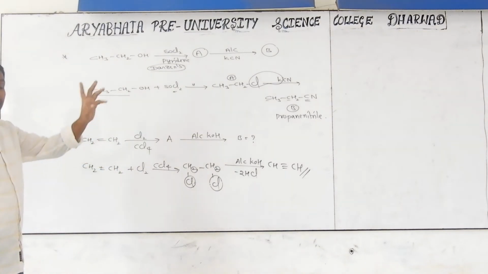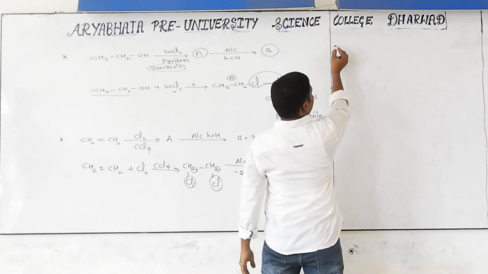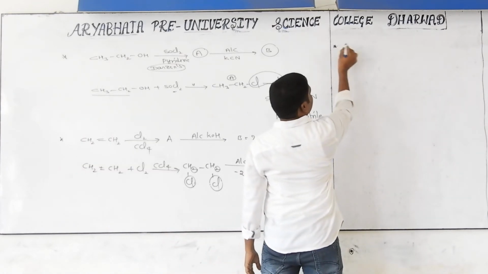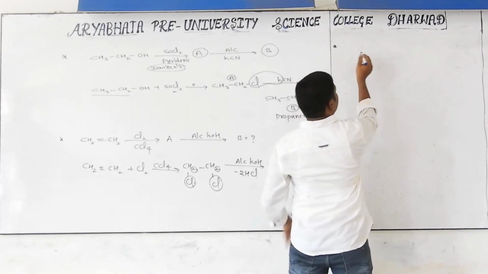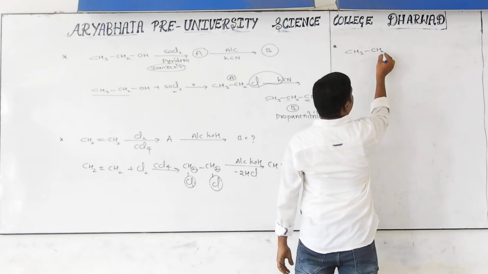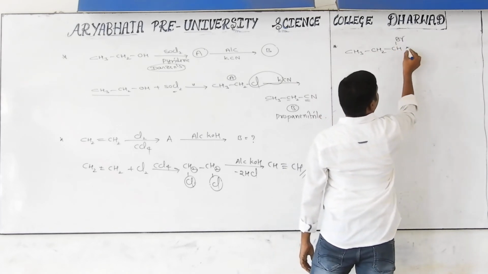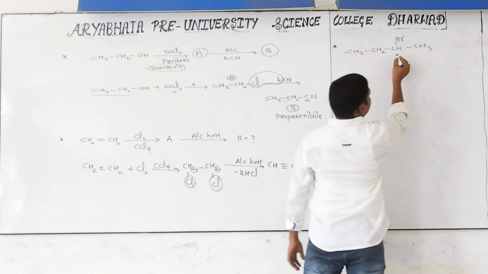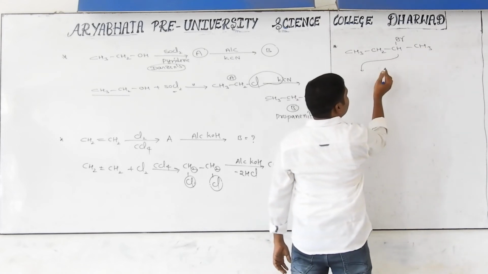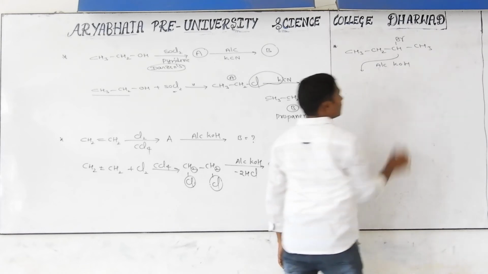But when you are perfect in that information, you can enjoy the topic. Just I will give you one more question. You see carefully. For example, CH3CH2CH with Br on it and here CH3. Okay, you are using which one? Alcoholic KOH you are using. What are the products?